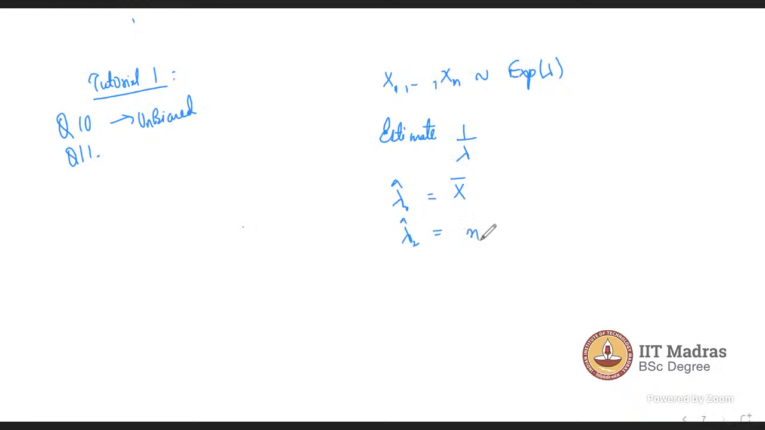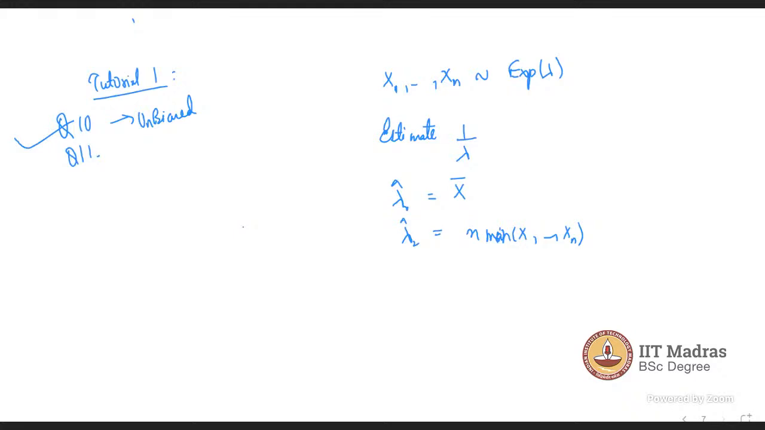What is lambda 2? n times the minimum of x1 to xn, the minimum of samples. Okay, so for the first one you are getting unbiased, so that is right. Problem number 11, you're not able to solve, right? I don't know how the function works because it's the minimum of x1.